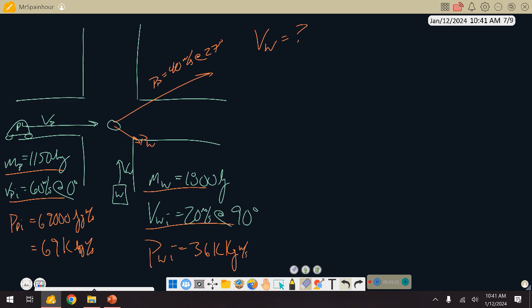So all you're doing right now is taking 69 kilogram meters per second at 0 degrees plus 36 kilogram meters per second at 90 degrees. And what is that total?